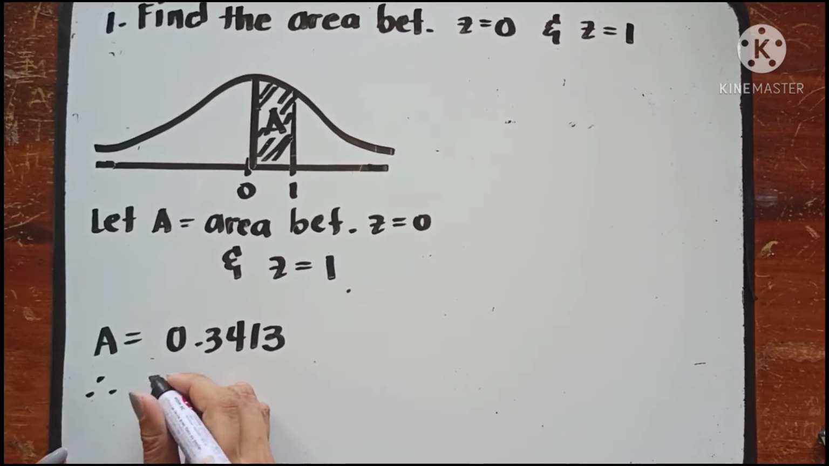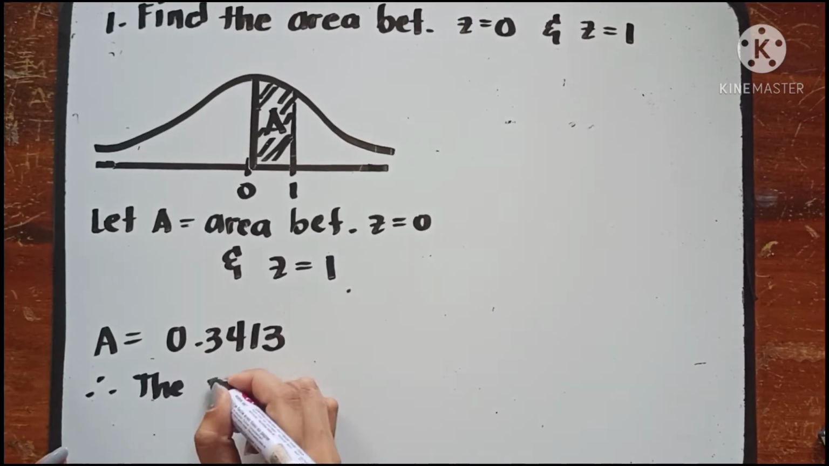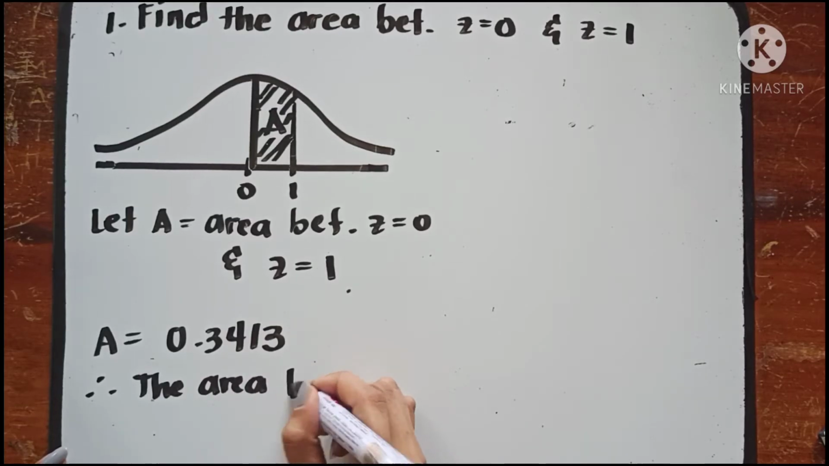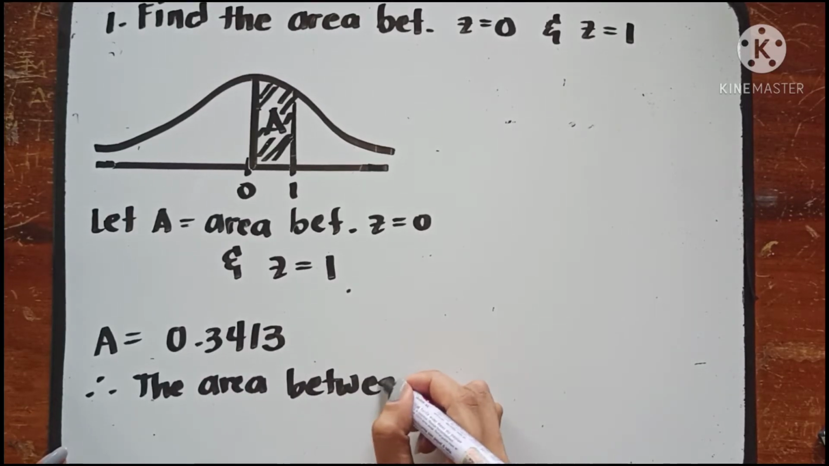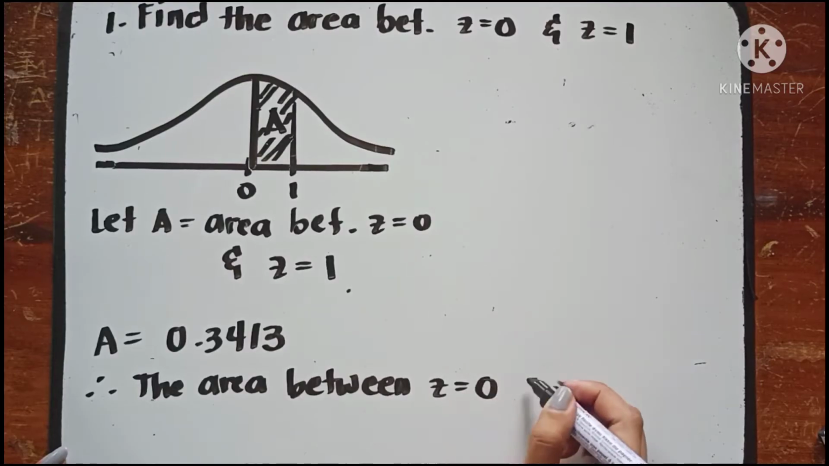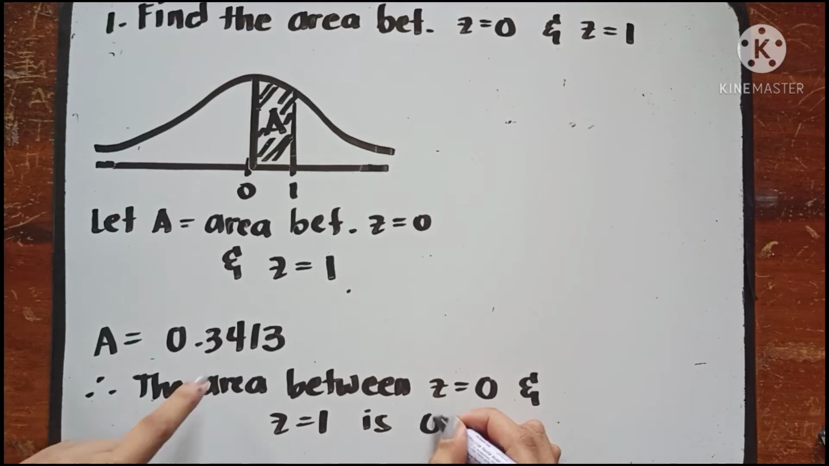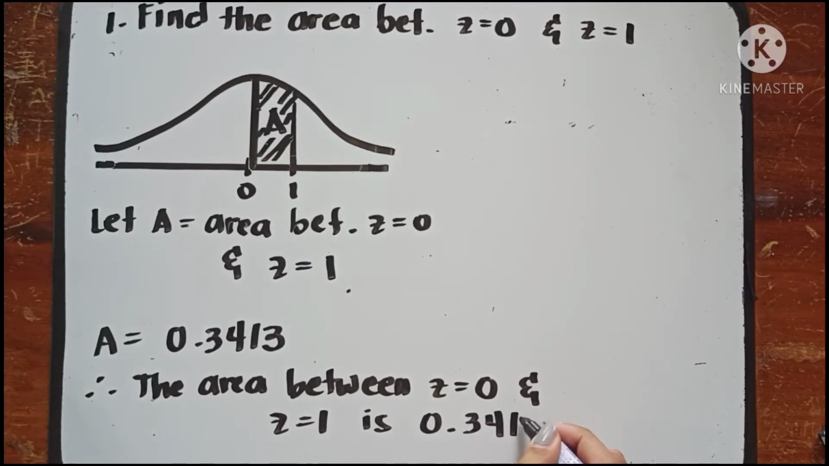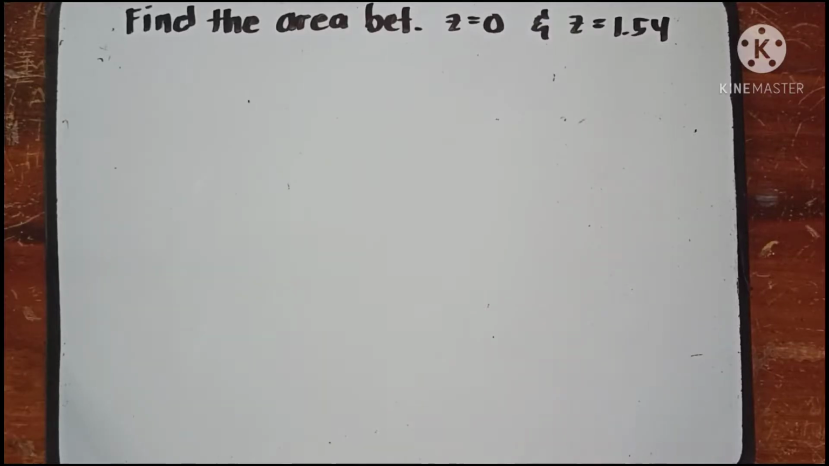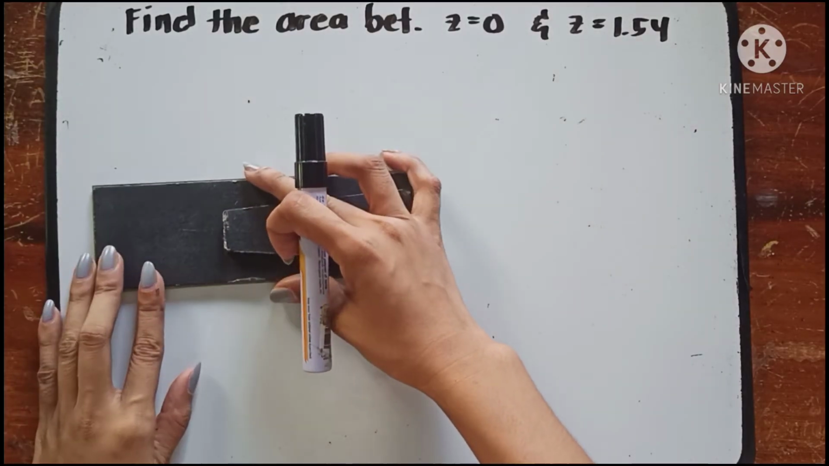So, conclusion na lang tayo. Therefore, the area between z is equal to 0 and z is equal to 1 is 0.3413. Okay, so next example is find the area between z is equal to 0 and z is equal to 1.54. Okay, so again, the first step is we're going to sketch the normal curve.